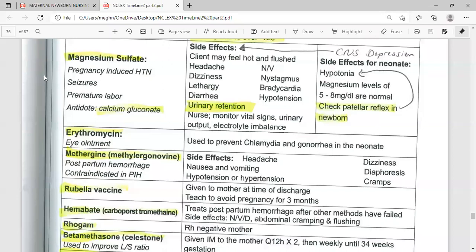If magnesium is too high, we give the antidote we call calcium gluconate. It is the antidote of magnesium sulfate. Basically, we give an injection of calcium gluconate 10%, 10 ml IV as an antidote.